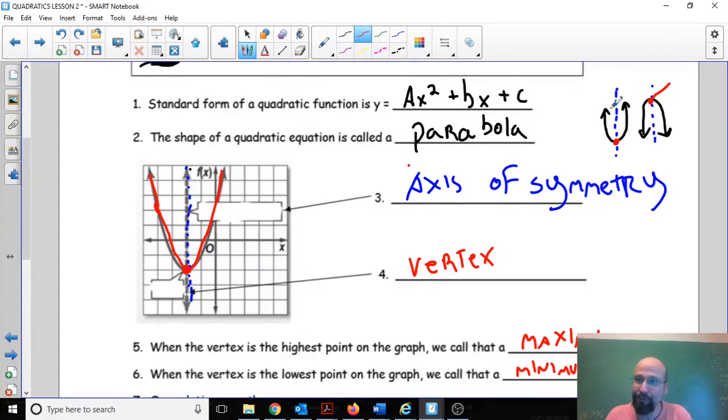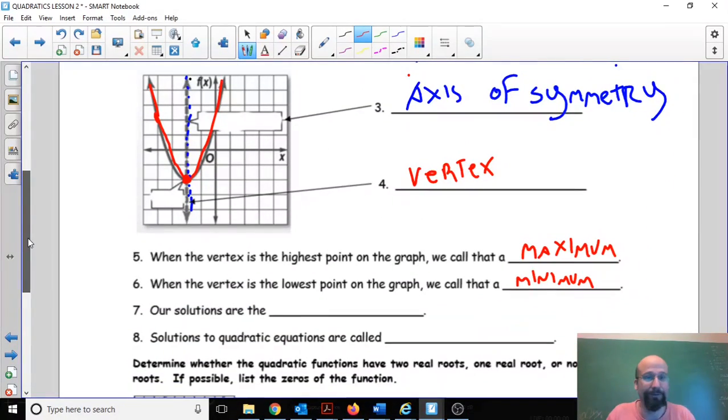These are arrows, so your maximum on this type of graph is infinity, right? Because it goes on forever. This side is the infinity side. But if it has a lowest point, then that point's called a minimum. If it has a highest point, then that point is called a maximum, because that's as high as it is.